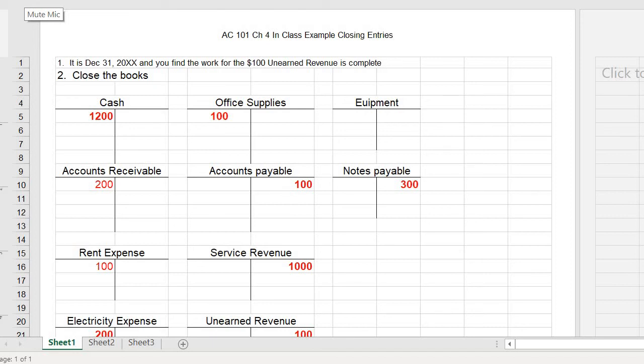Well, let's see if we've learned how to do this. Let's apply what we just talked about, closing entries. Number one, we've got one adjusting entry to do here. It's December 31st, and you find the work for the $100 unearned revenue is complete. So you need to do an adjusting entry.